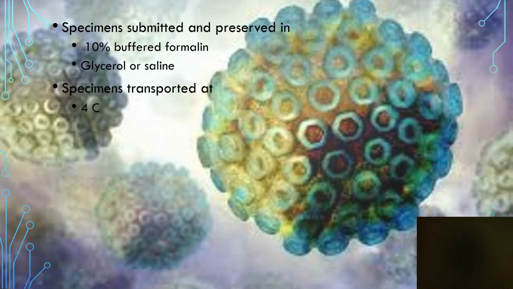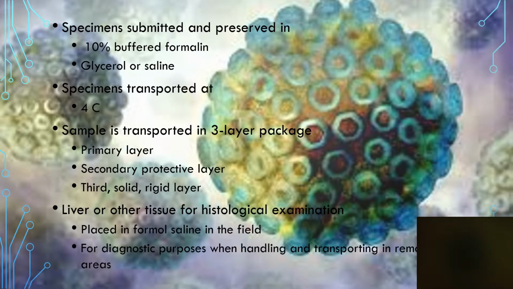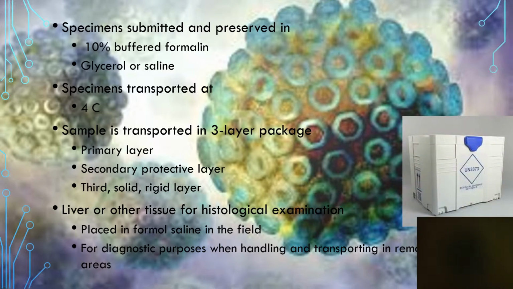Specimens should be submitted preserved in 10% buffered formalin and in glycerol or saline and transported at 4 degrees Celsius. The samples or specimens must be transported in 3 layers. The first layer contains the sample, the second is a protective layer, and the third is a solid and rigid layer. Liver or other tissue for histological examination may be placed in formal saline in the field for diagnostic purposes, which facilitates handling and transport in remote areas.